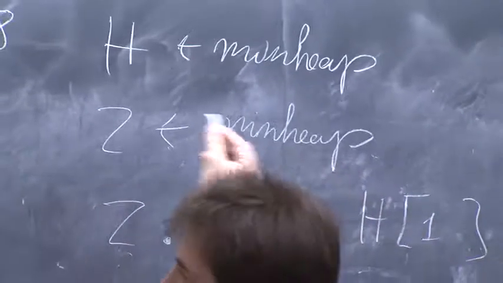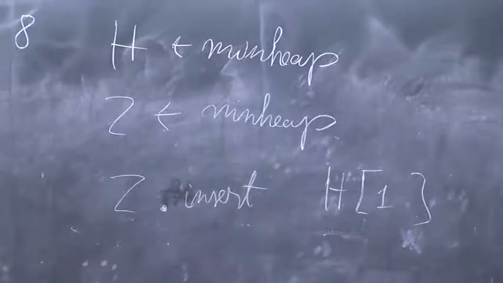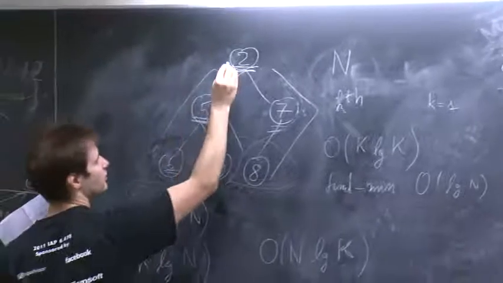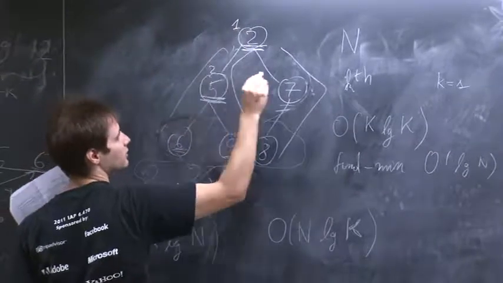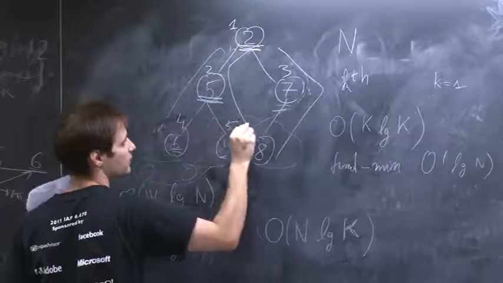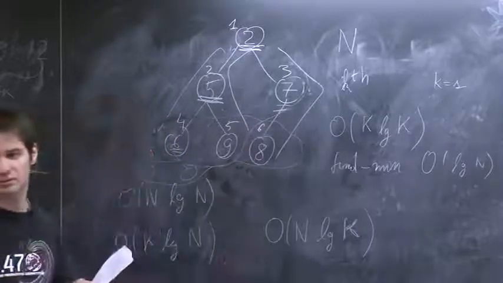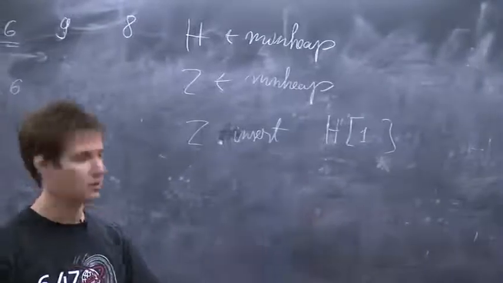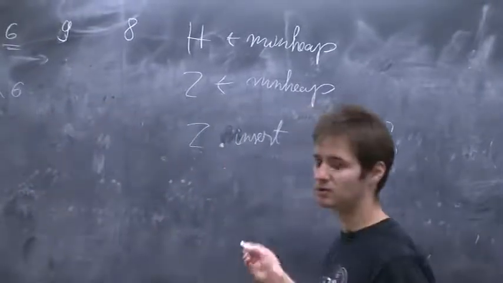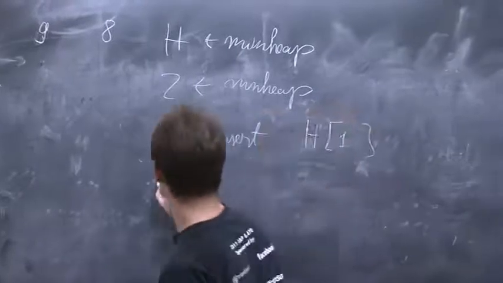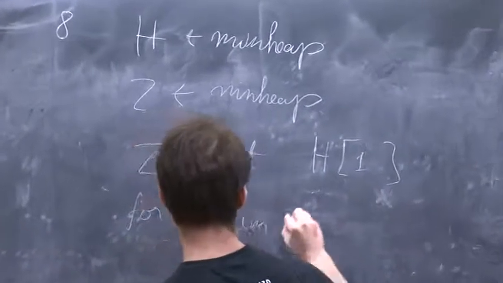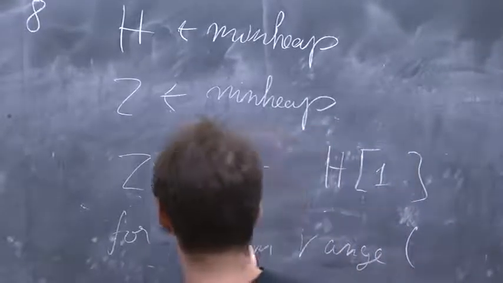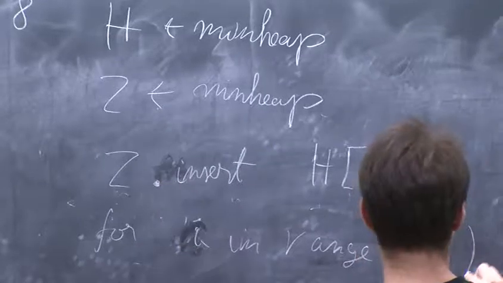Remember that heaps are actually arrays. I hinted this earlier. So these nodes are elements in an array. This is the first element, second, third, fourth, fifth, sixth. So we're using array-backed heaps, and H of 1 is going to be the root. Then I'm going to compute the first k elements like this. For i in range k. So i is going to go from 1 to k.